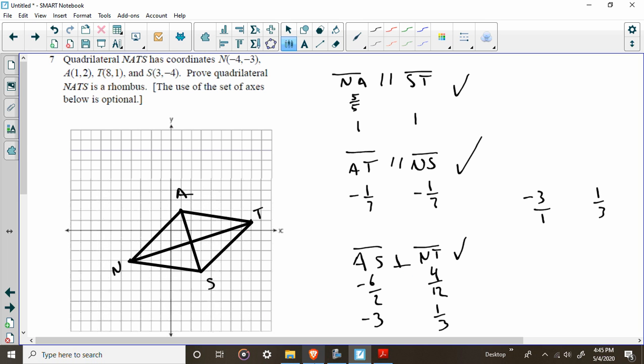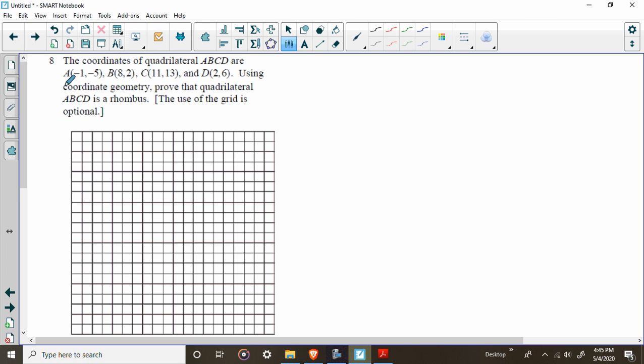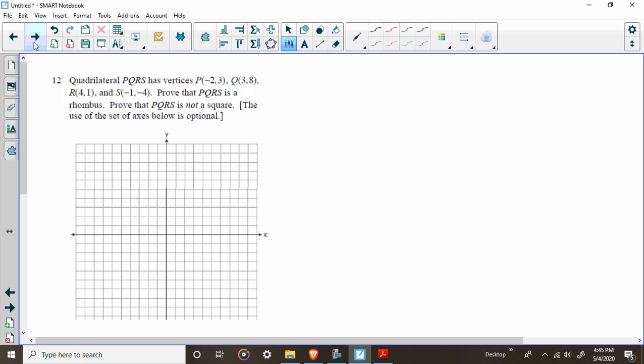Are we doing okay on time? All right, I am going to go past number 8 because it's actually pretty much the same problem. So just want you to prove it's a rhombus. We might have to come back to that, okay?